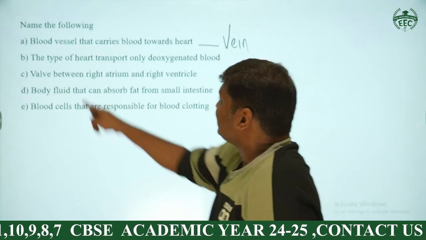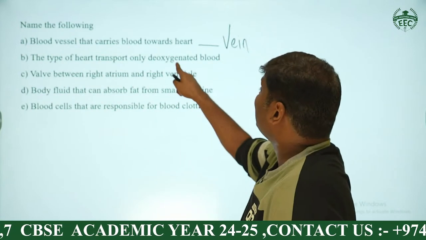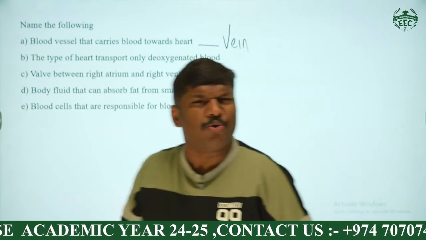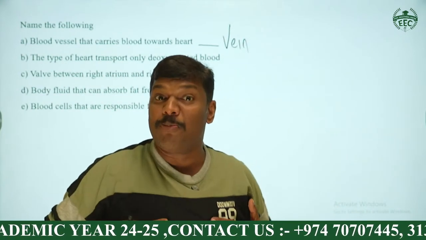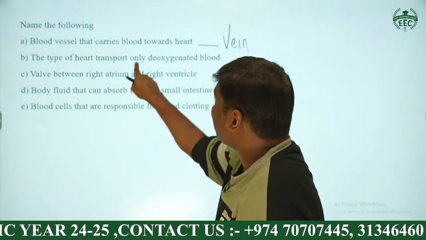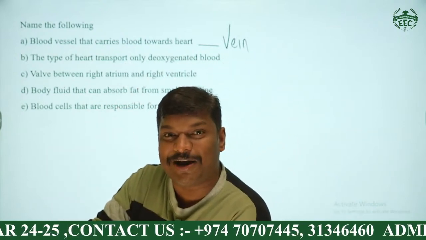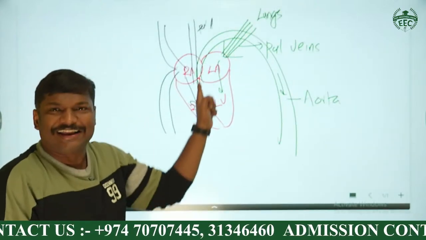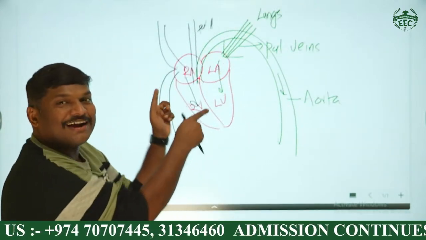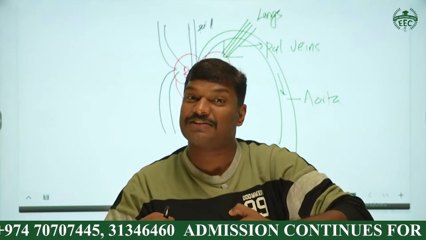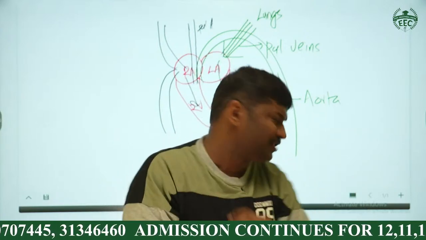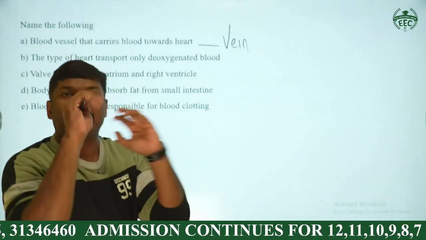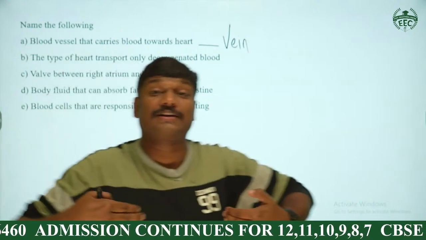And what is the next one? The type of heart that transports only deoxygenated blood. That's an important question. The human heart can transport oxygenated blood as well as deoxygenated blood. Confused? Look at the board. Here, the green color one is oxygenated, the black color one is deoxygenated. So our heart can carry both oxygenated and deoxygenated. So that is not the answer, because the human heart can carry both.